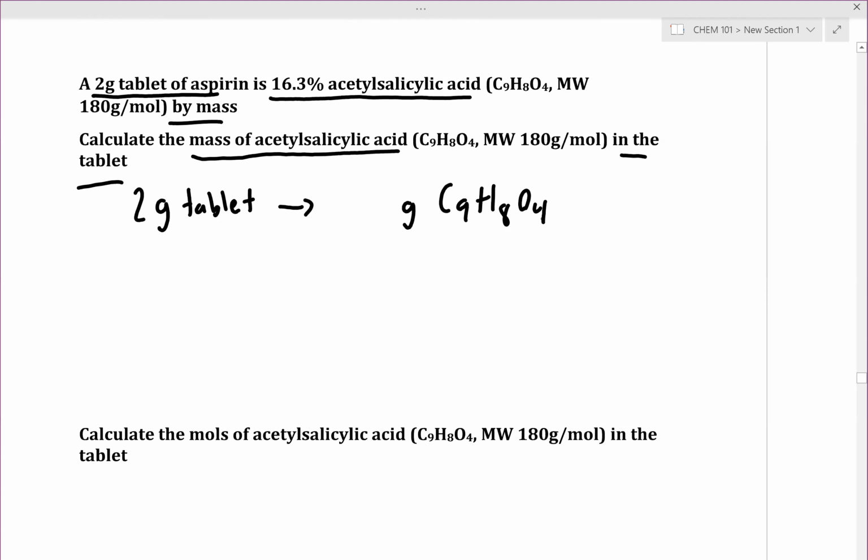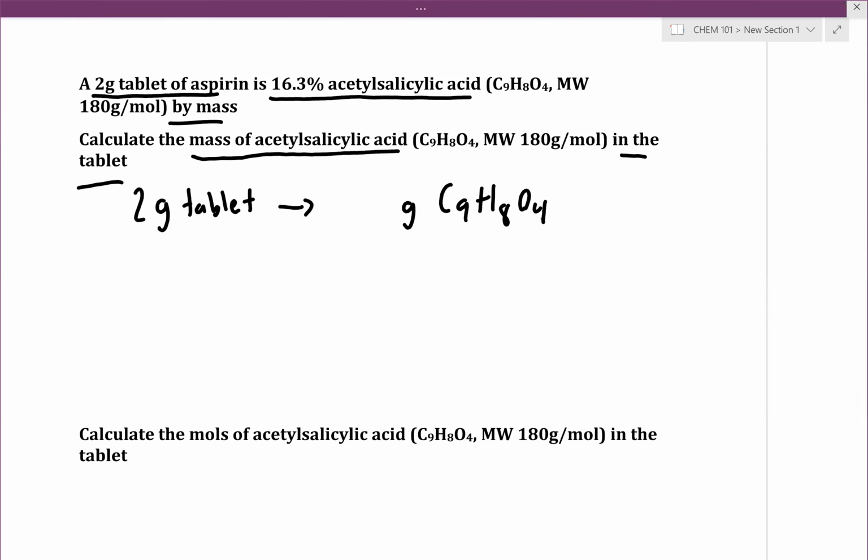How do we go from our total mass of our mixture or compound to the mass of a component? What conversion factor can we use? What was that? That allows us to go from mass to moles. So looking at this, do we have any information that tells us the amount of aspirin in a tablet? Yep, and what is that percentage representing? Yep, it's representing the mass percent, exactly right.